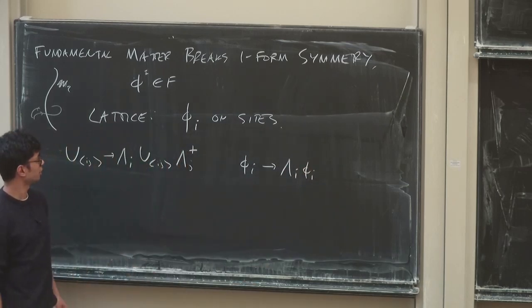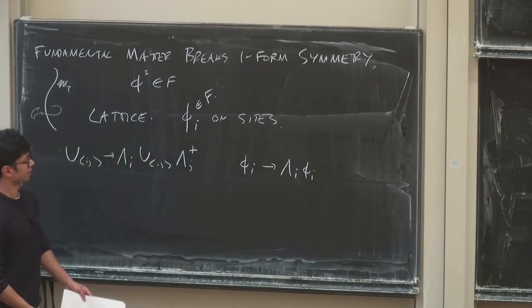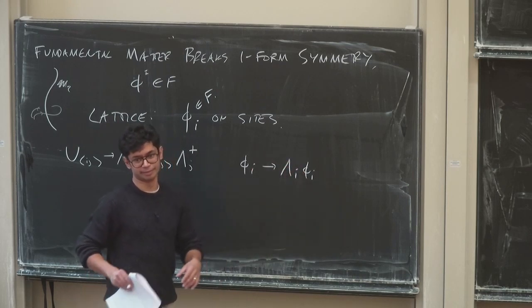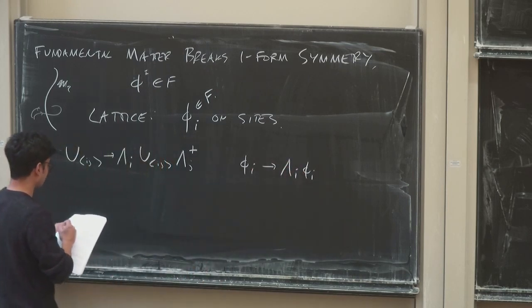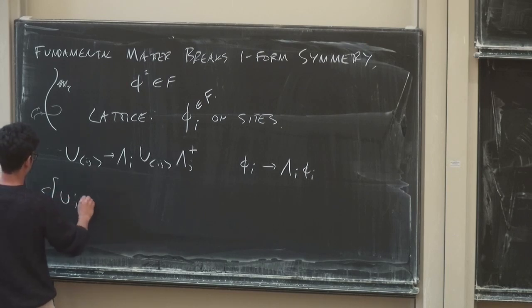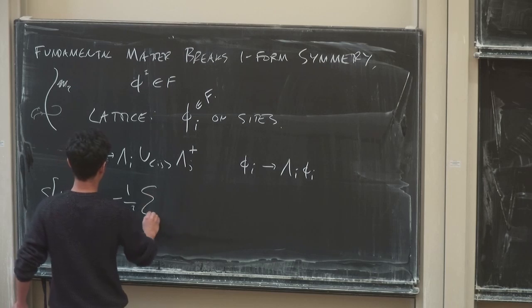Right? This is how it should work. Phi_i is in the fundamental of SU(N), transforming on the site, so it transforms with the matrix multiplying it in the normal way. And now I can write down a new action that involves the fundamental matter. Let me do that. So there is the regular kinetic term.